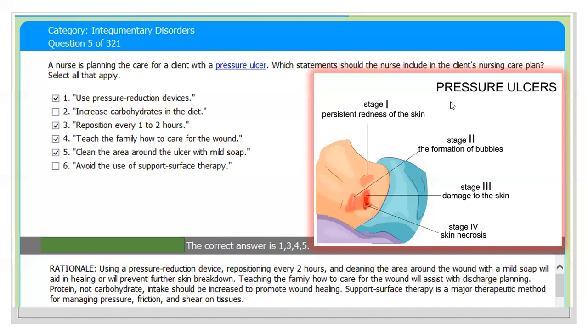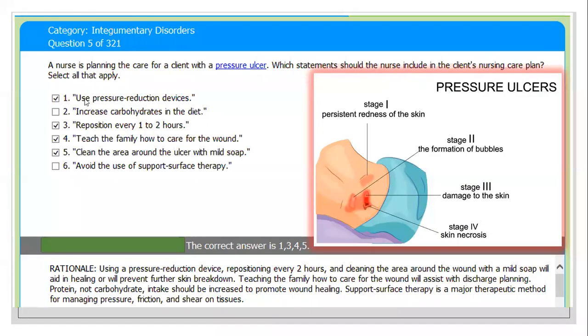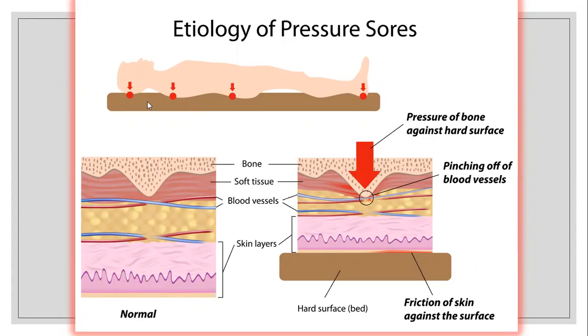So here are the 4 stages of ulcer. In this picture, we can see that if anybody lies down for a long time and does not move, they have a chance to develop a pressure ulcer. And pressure ulcer here, but if we use the device, the pressure reducing device, this is the pressure reducing device.